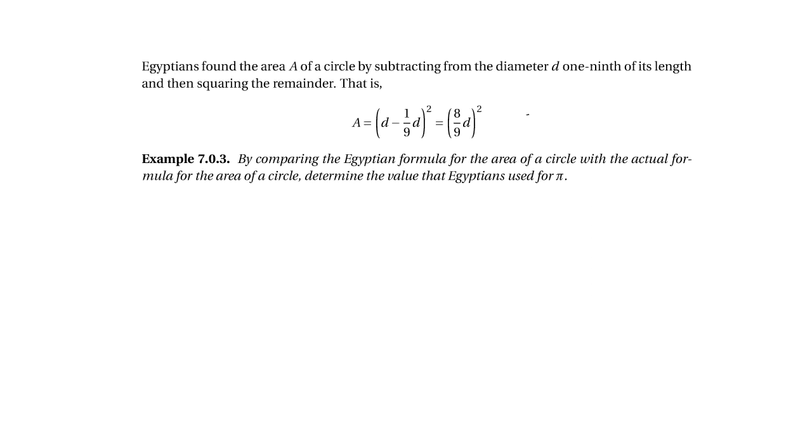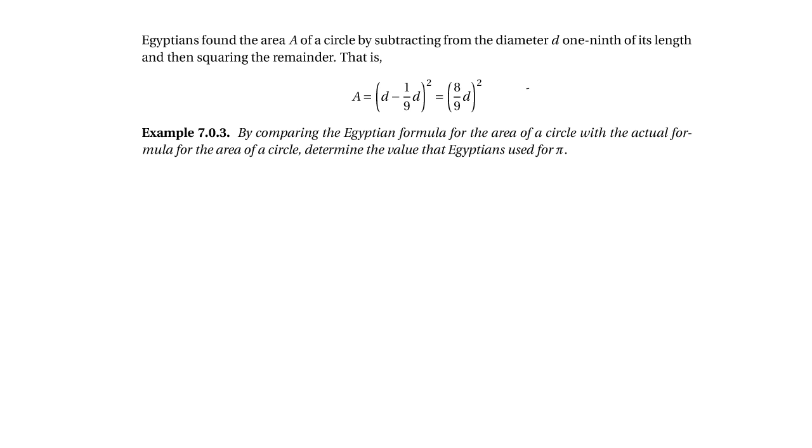So let's go to the next one. The previous one has some kind of errors, but this one gives us another nice result. And this one is about the area of a circle. According to their method, it's simply to subtract 1/9 of the diameter from the diameter. So it's d minus 1/9 d, which is 8/9 times d, and make it square. So that's the formula.